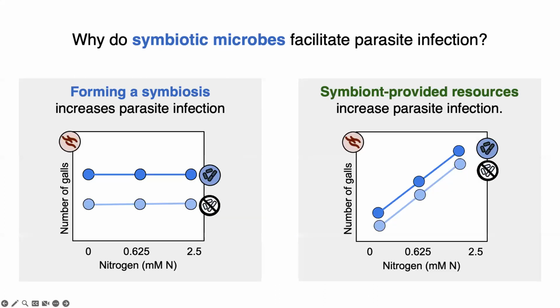So I just want to quickly show you the predictions that we would make under these two hypotheses. So if forming a symbiosis independent of nitrogen is what drives susceptibility to parasites, then we would expect to see a difference in parasite load between plants inoculated with rhizobia and those that are not inoculated with rhizobia. So those that have symbionts and those that don't. If what we're seeing is an effect of nitrogen, we would expect to see no difference between plants with and without rhizobia, but a strong effect of how much nitrogen we give the plants.